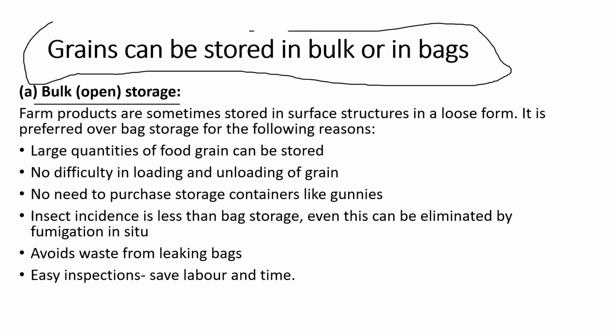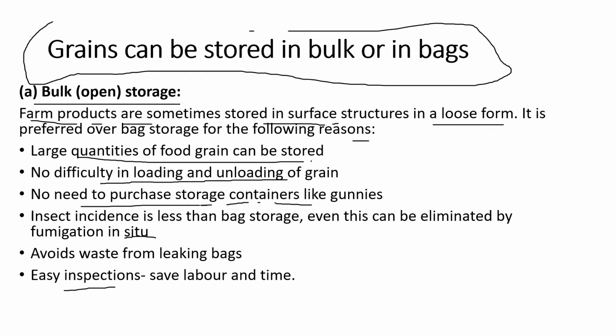In bulk open storage, farm products are sometimes stored in surface structures in a loose form. It is preferred over bag storage for the following reasons. Large quantities of food grain can be stored. Also, there is no difficulty in loading and unloading of grains. Also, there is no need to purchase storage containers like gunnies, and insect incidence is less than in bag storage. Even this can be eliminated by fumigation in situ. Also, it avoids wastage from leaking bags. Also, it has easy inspection and saves labor and time. So these are some of the important aspects of storage in the open.